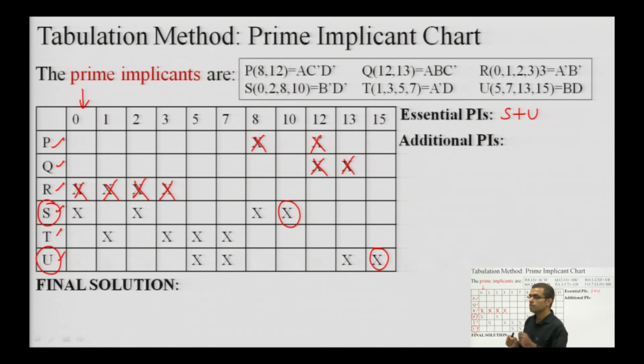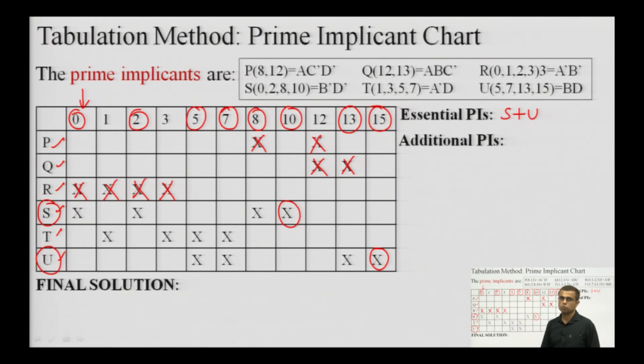We have to check whether S and U are covering all the terms. S is covering 0, 2, 8 and 10, and U is covering 5, 7, 13 and 15. We can see that 1, 3 and 12 are still left. So, we have to use more terms from P, Q, R and T. There are 4 prime implicants still left. I have to choose the minimum prime implicants to cover all these pending terms.